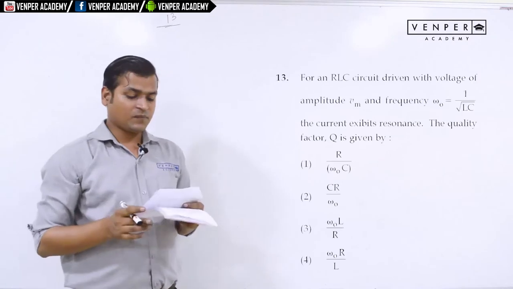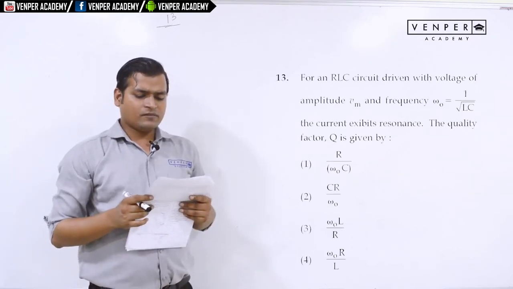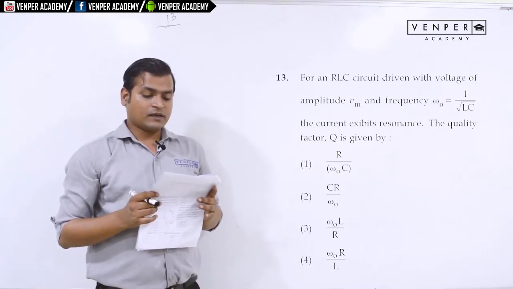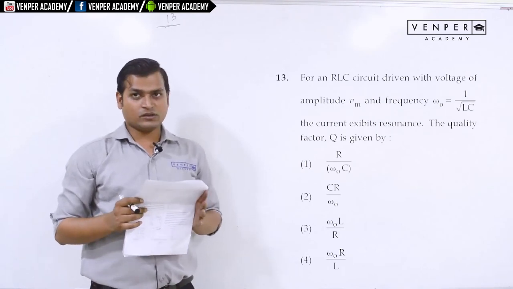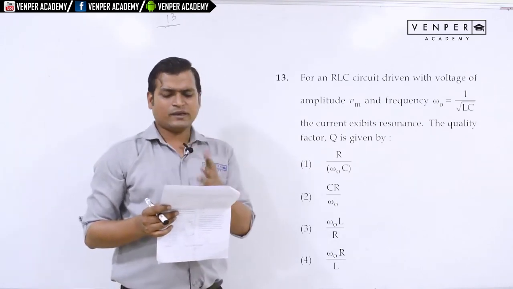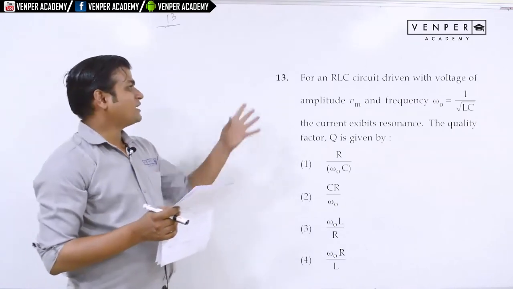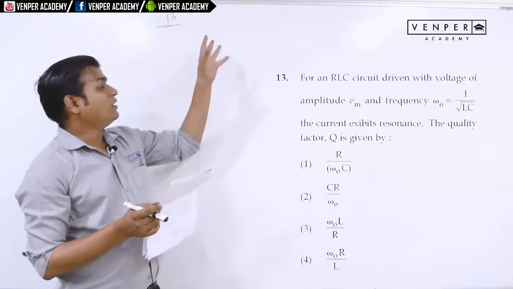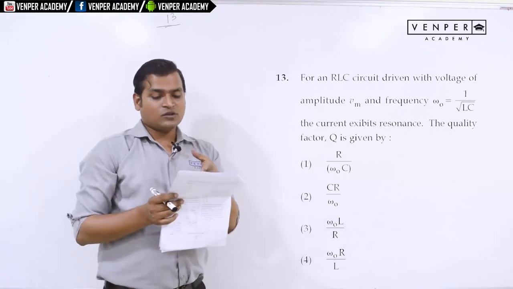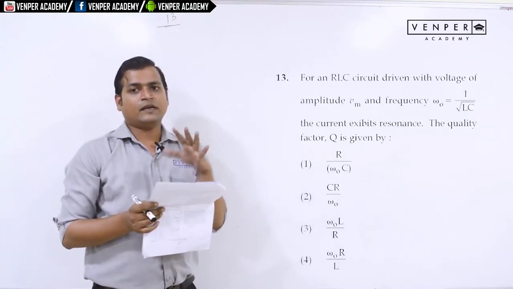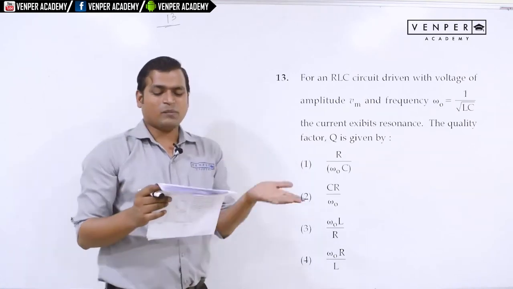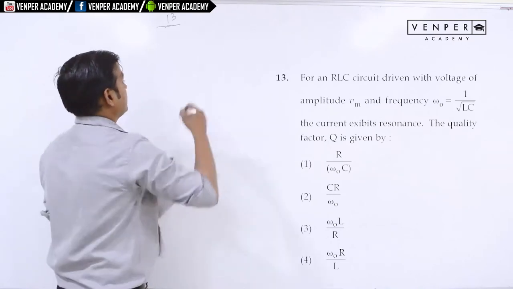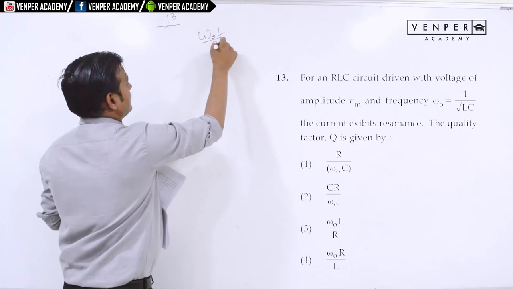Next is question number 13. For an RLC circuit driven with the voltage of amplitude Vm and frequency omega naught equal to 1 upon root LC, the current exhibits resonance, the quality factor Q is given by. Okay, see, in this question, it is a direct question. Here they are simply asking the quality factor, and you should know this direct value: quality factor in terms of L and R is omega naught L divided by R. This is a standard result. So the correct answer for 13 is the third option, omega naught L by R.